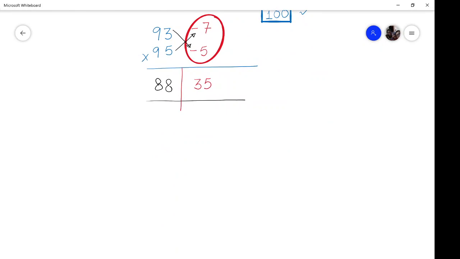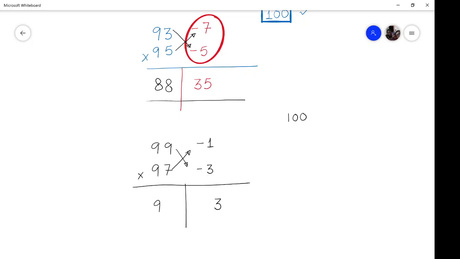Let us multiply 99 with 97. This again has a base of 100, that means the closer base is 100. So this is deviating by minus 1 and this is deviating by minus 3. If you multiply these two, 3 ones are 3, and if you cross add, 99 plus minus 3 will be 96.